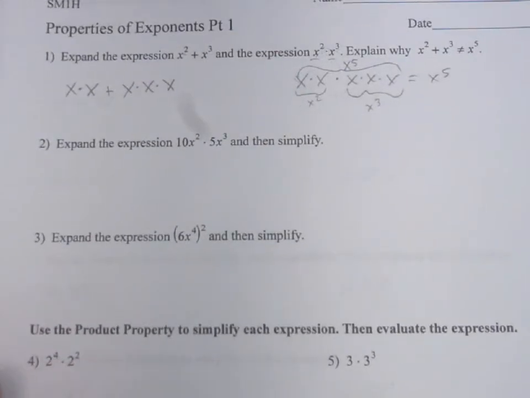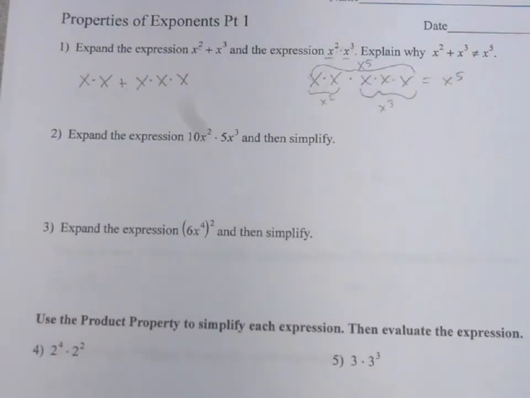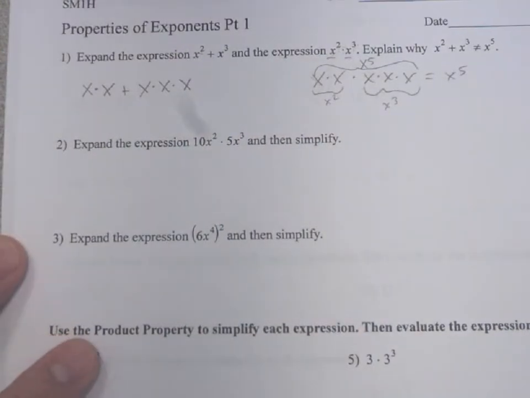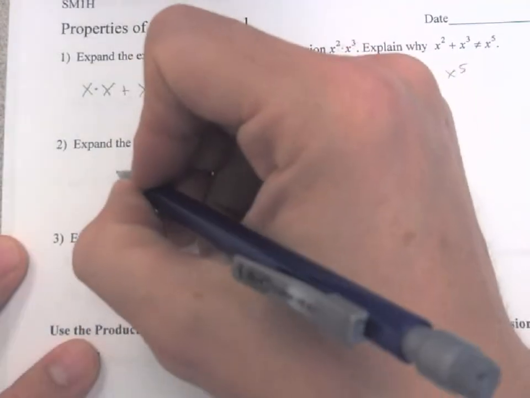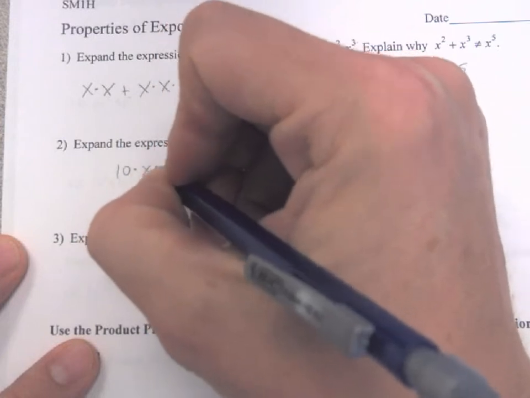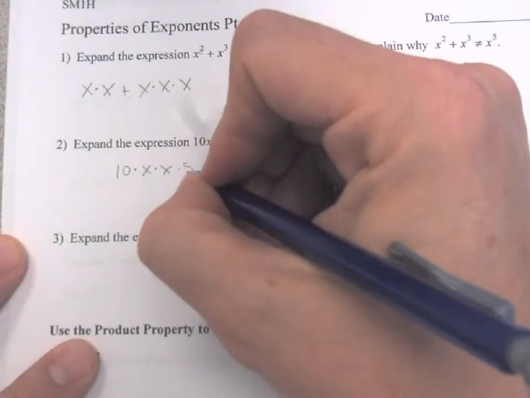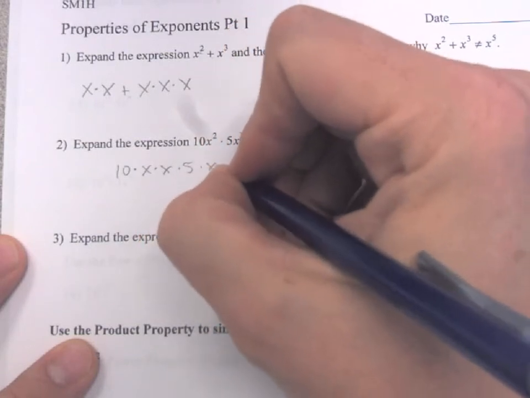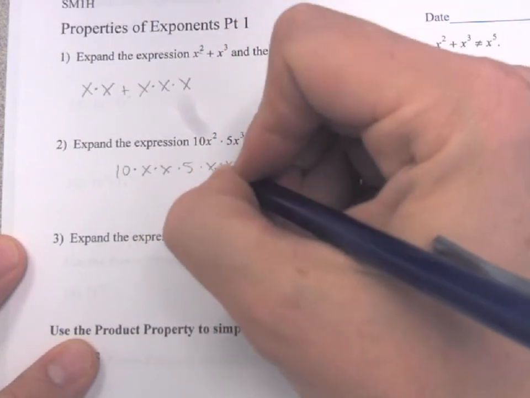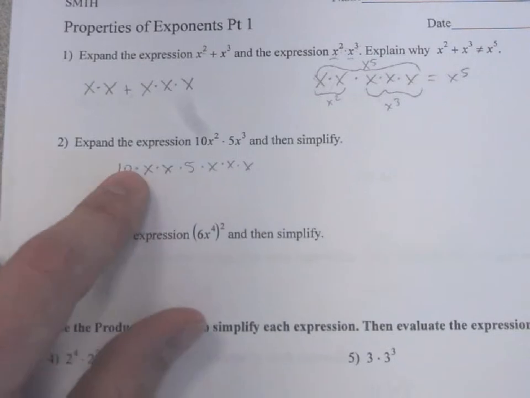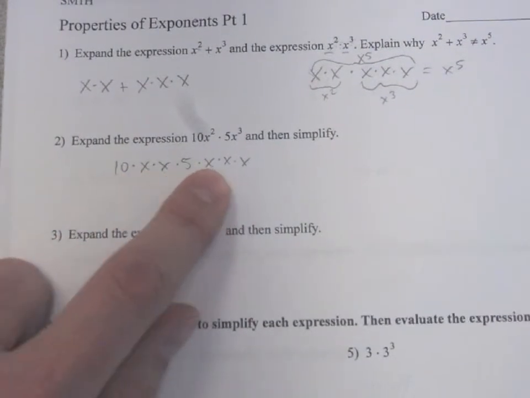Okay, 2 and 3, we're going to expand these as well. Just a quick review. So expand again means write out in long form. So I have a 10 times an x times an x, right? Because x squared is x times x. And then I have a 5 times an x times an x times an x. Okay, so that's x to the third. So 10x squared times 5x to the third.